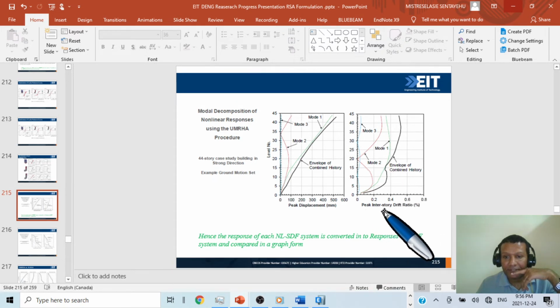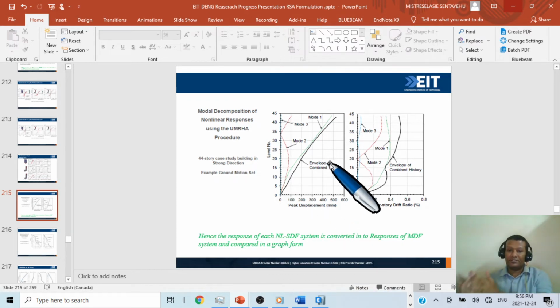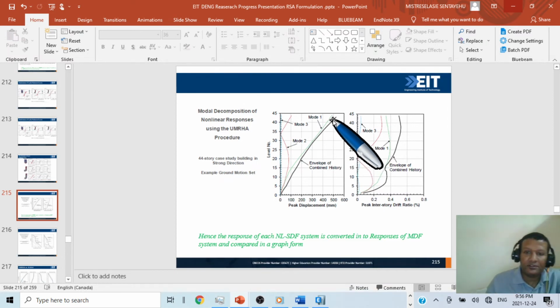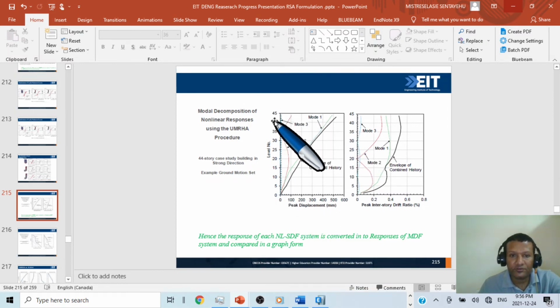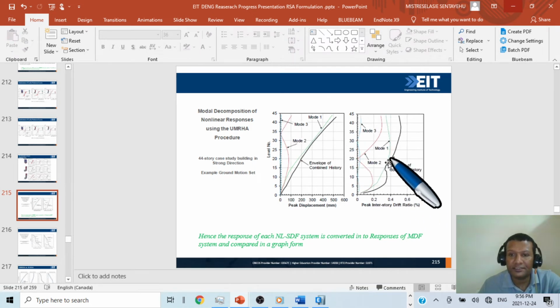Again, peak interstory drift, this is peak displacement, this is peak interstory drift, again from mode 1, mode 2, mode 3, and this is the peak one. So hence the response of each nonlinear single degree of freedom system is converted into a response of multiple degree of freedom system and compared in a graph form. So first mode, second mode, third mode, then it will be converted into multiple degree of freedom system. As you can see, 45 story, and this is the envelope combined history.